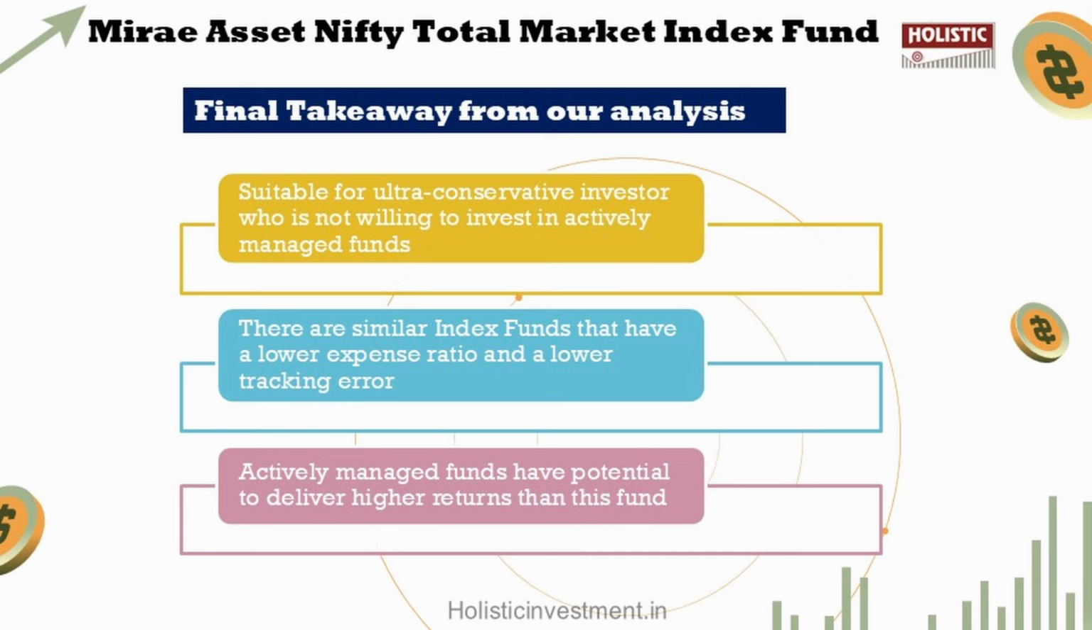But our personal opinion is that as an index fund, it might be suitable for an ultra conservative investor who's not willing to invest in actively managed funds at all. But even then, there are similar index funds out there in the market that have a lower expense ratio and a lower tracking error compared to this fund. So if you want to invest in a similar index fund, it's better you choose a fund which has a lower expense and tracking error. And another thing is, if you want your investments to beat the market itself, you want a dynamic fund allocation and you're willing to take a little bit more risk, like you're an aggressive investor, then actively managed funds could be more suitable for you as they have the potential to deliver higher returns than an index fund like this.